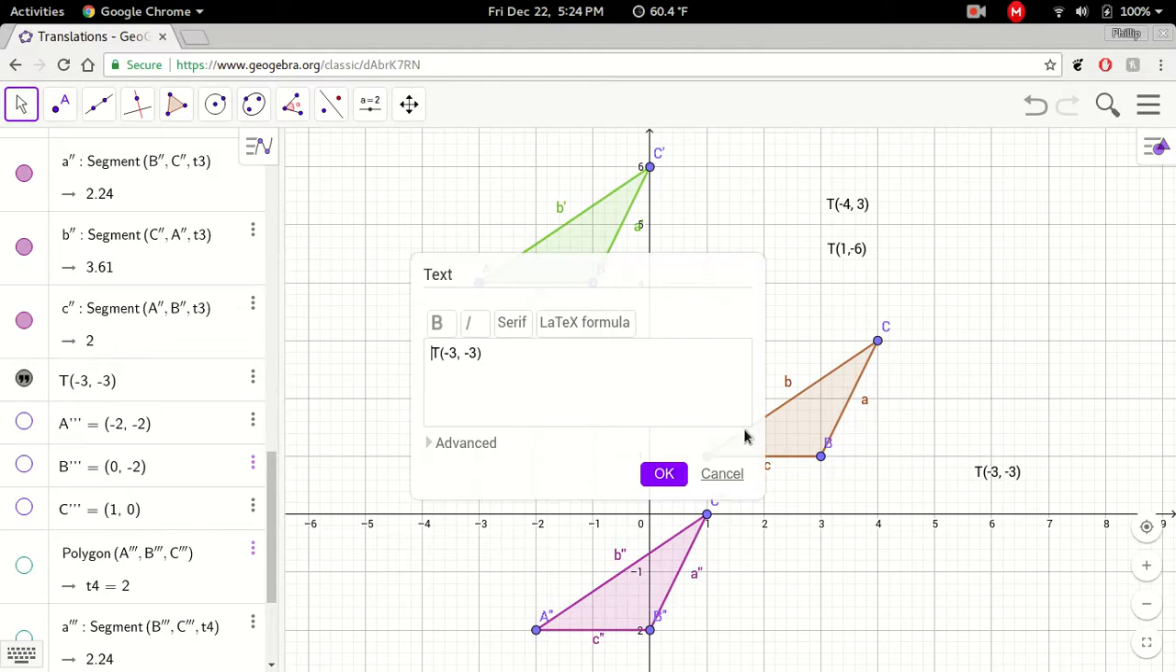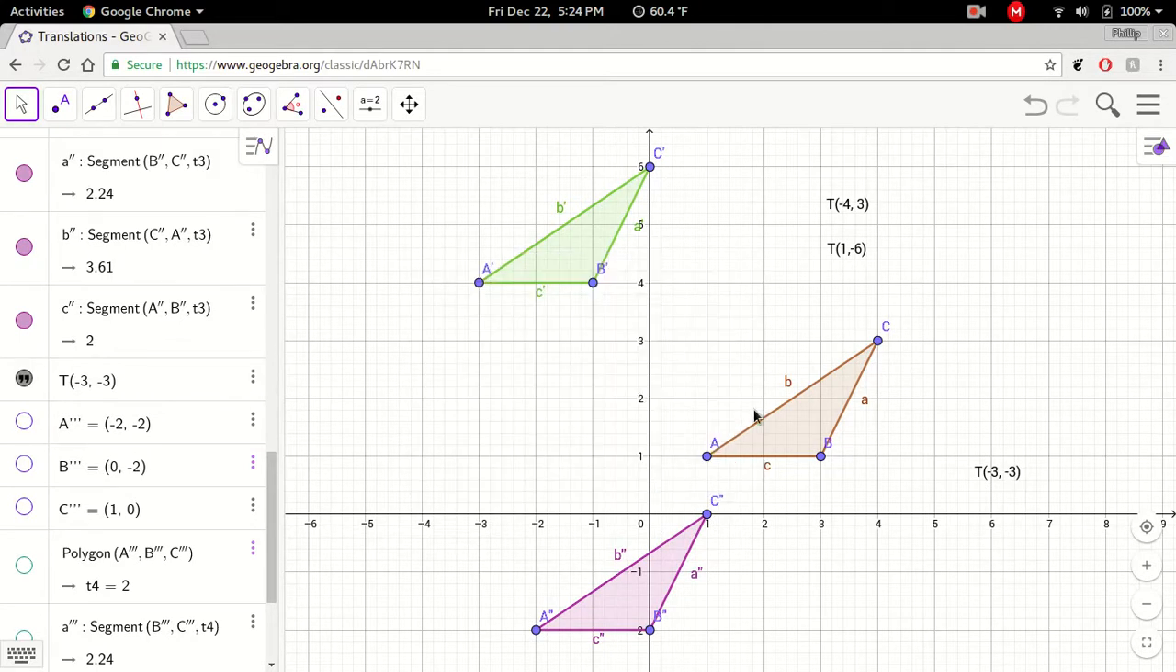So if I apply this same translation to my original points, what do I get? A is at the point 1, 1. If I apply this translation, I will get -2, -2, which gives me this point right here. And if I apply the same thing to B, B is at 3, 1, so that'll give me the point 0, -2, which is this point right here. Then we can do the same thing for C. C will be 1, 0 when we do the math. So that gives us this point right here.